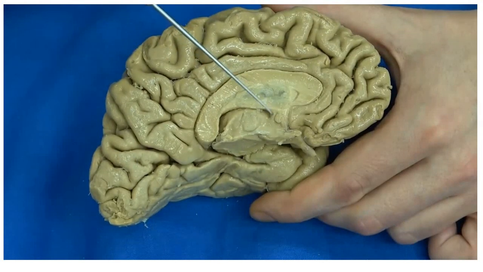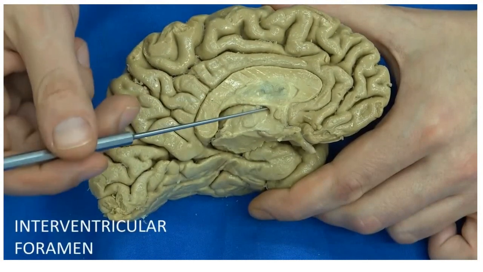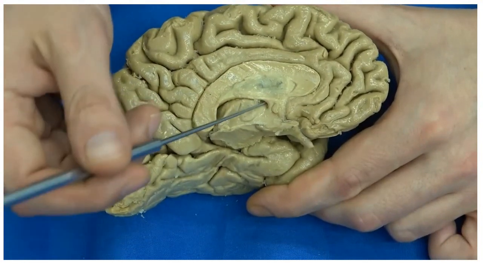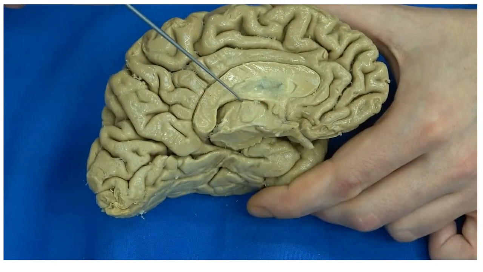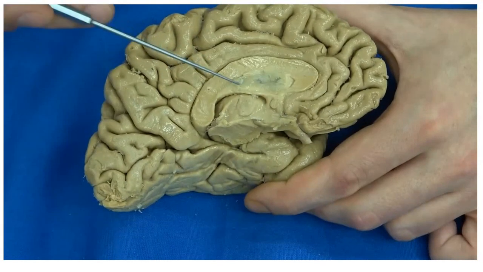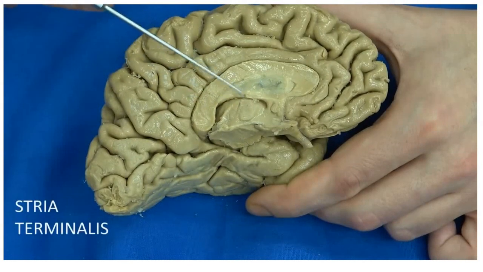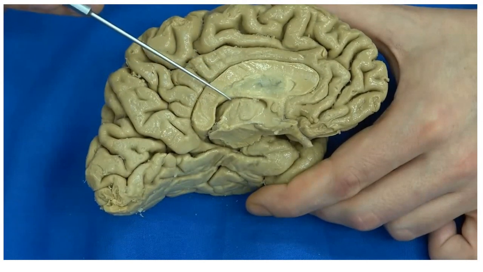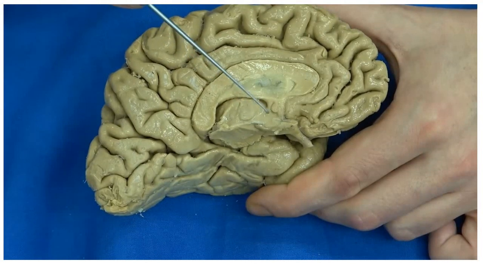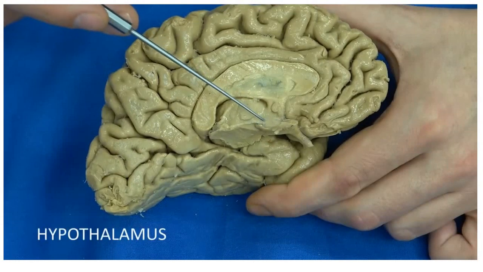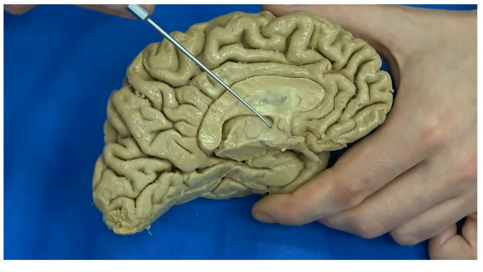Posteriorly to the column of the fornix the interventricular foramen is located, and posterior to that we can see, of course, the thalamus with the interthalamic adhesion and stria terminalis. Posterior and anterior to the thalamus we can see the hypothalamus embedded within the walls of the third ventricle.